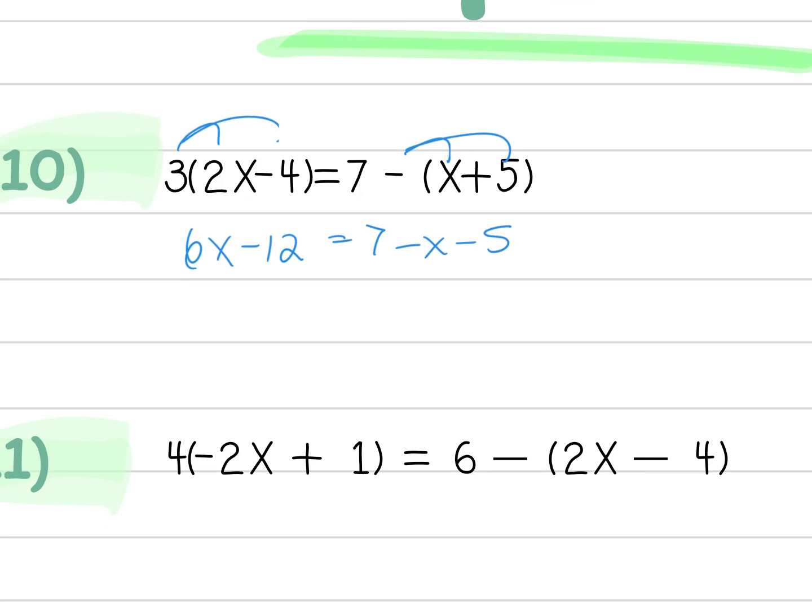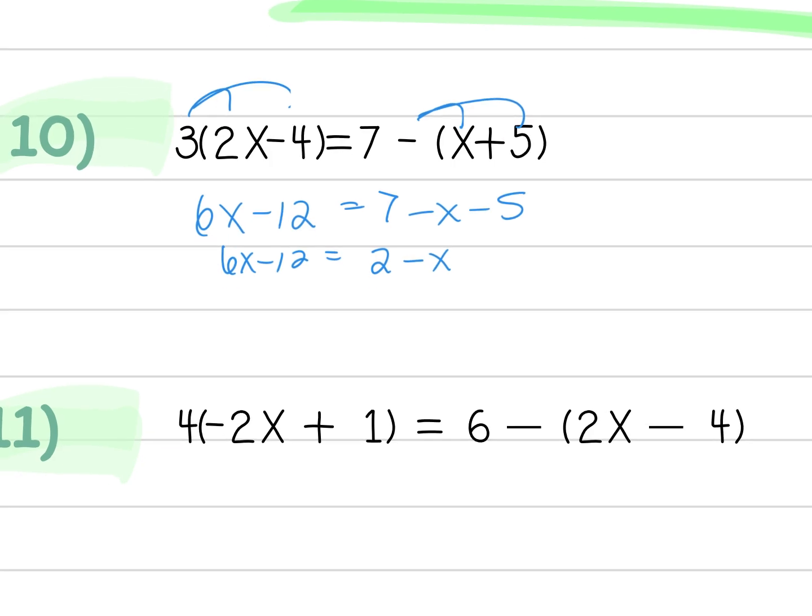Do I have anything on the left-hand side that I can simplify? No. What can I simplify on the right? The 7 and the, what kind of 5 is that? Negative 5, guys. That's not 12. 7 minus 5 is 2 minus x. It's a positive 7 and a negative 5. So when you combine those, it's a positive 2. Everybody see that?